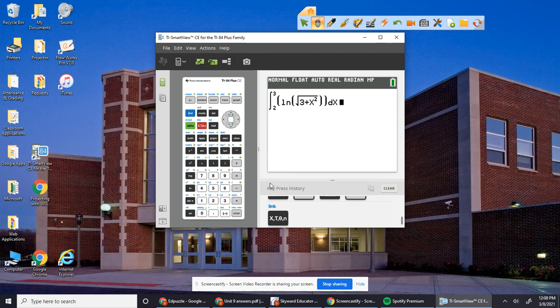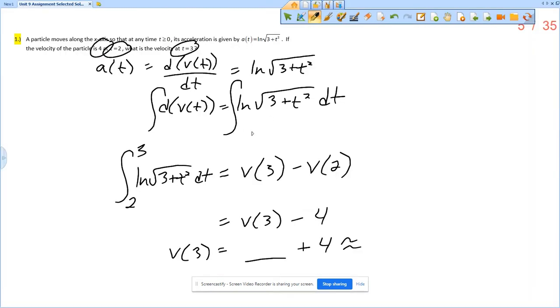All right. And so now we calculate this value. We get 1.111. All right, and so this integral is approximately 1.111, and so we're going to take 1.111 and add 4 to it, so we get 5.111.